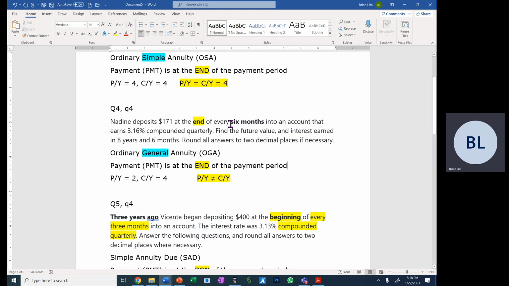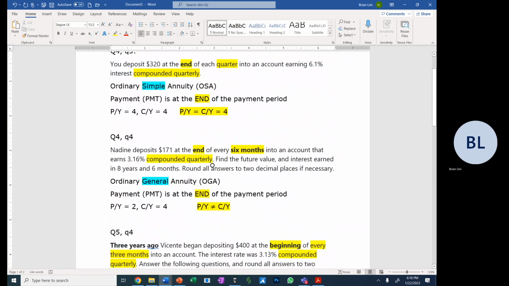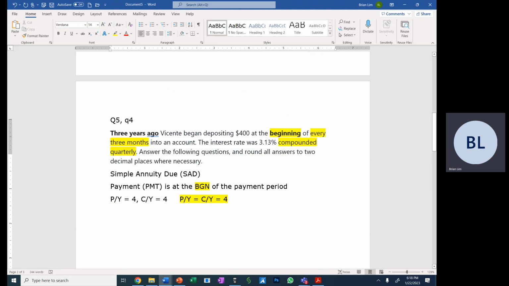Down here it's general because it's every 6 months. This PY would be 2, and the CY right here will be 4. Okay, so I think we have them all. Those are the 4 kinds that can occur, or that we are concerned with anyway. So maybe I'll put the 2 on one page and then put the 2 on the other page.